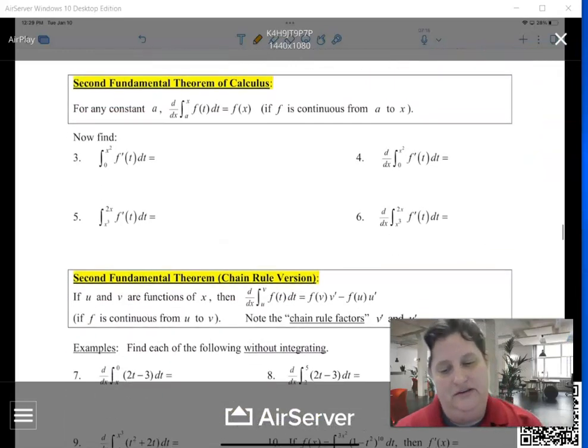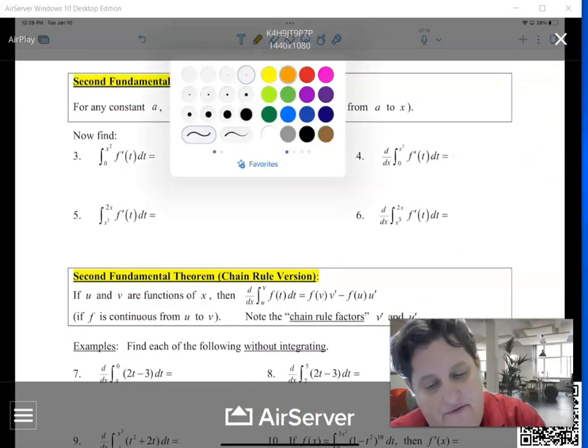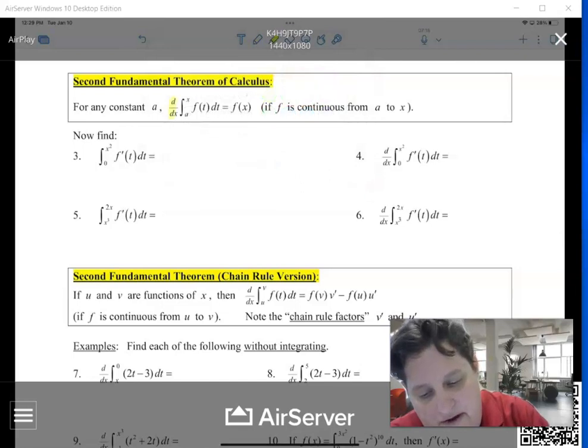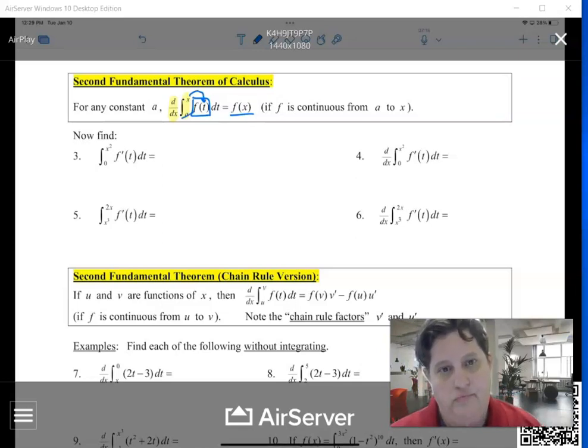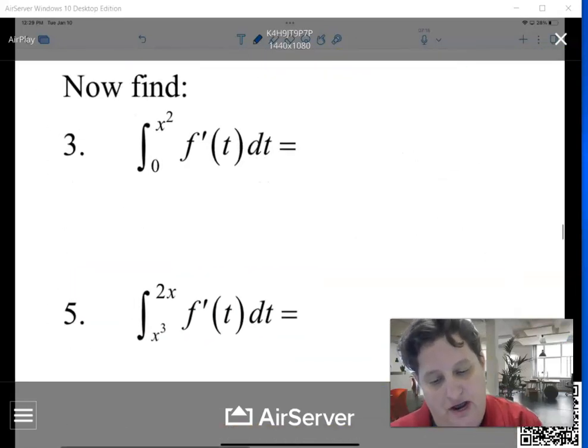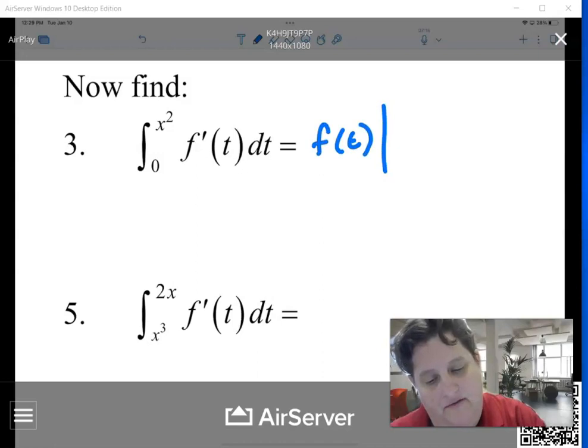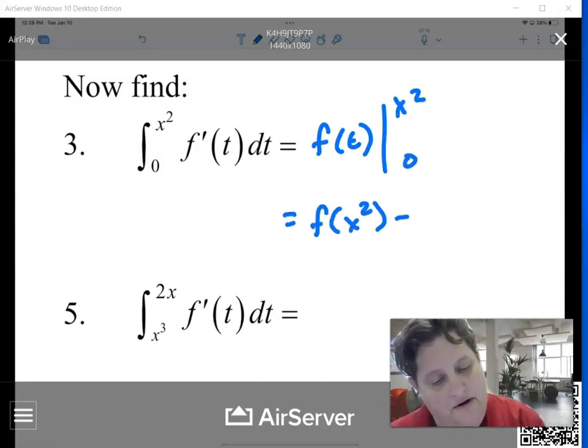Okay? So check this out. For any constant, if I take the derivative of an integral, it just gives me that. But instead of f of t, it puts the x in there, and that goes away. Okay? So if I'm doing just an integral of f prime, it is f of t evaluated from x squared to 0. So it's f of x squared minus f of 0. That's what that would be.